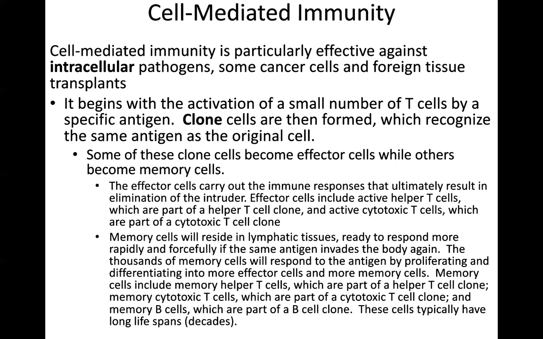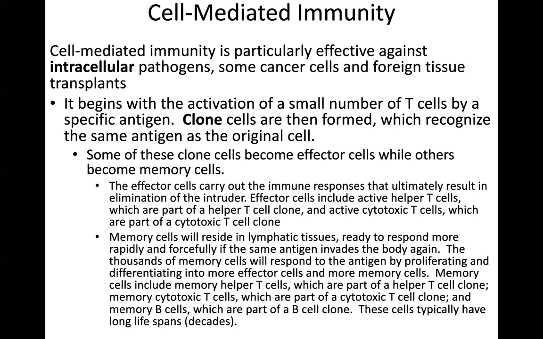Effector cells carry out the immune responses that ultimately result in the elimination of the intruder. Effector cells include those active helper Ts that I just mentioned, which are part of a helper T cell clone, and then the active cytotoxic or killer T cells, which are part of a cytotoxic T cell clone. Memory cells are going to reside in lymphatic tissues, ready to respond more rapidly and forcefully if the same antigen invades the body again. The thousands of memory cells will respond to the antigen by proliferating and differentiating into more effector and more memory cells.